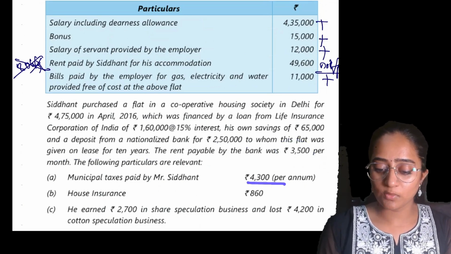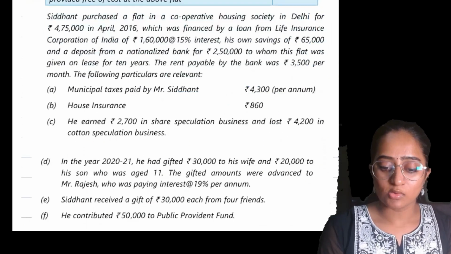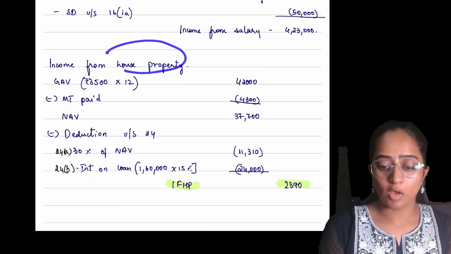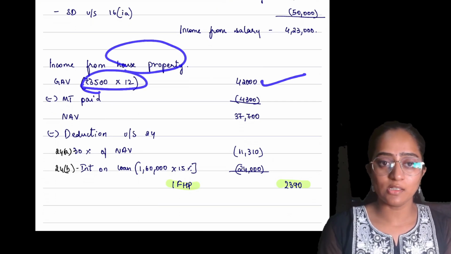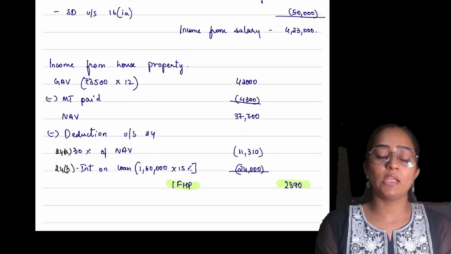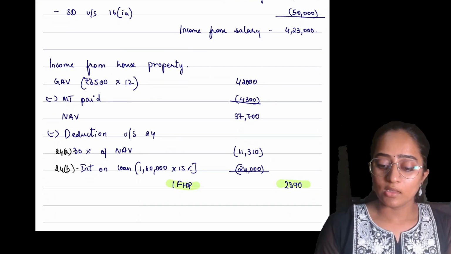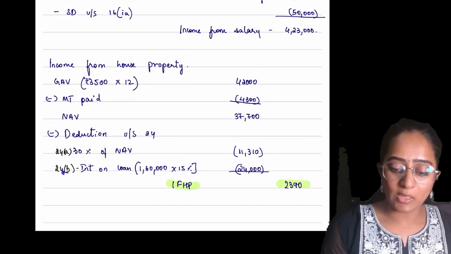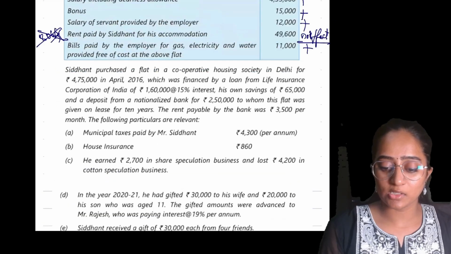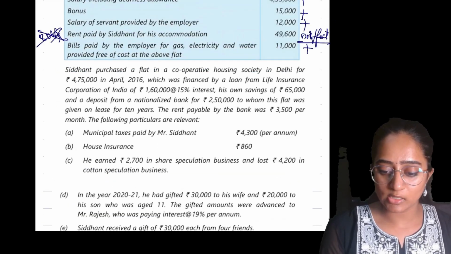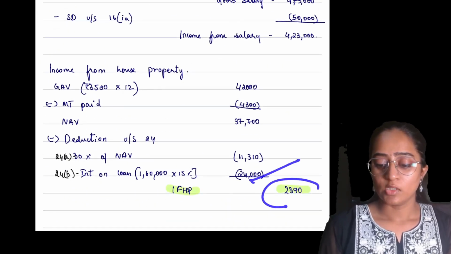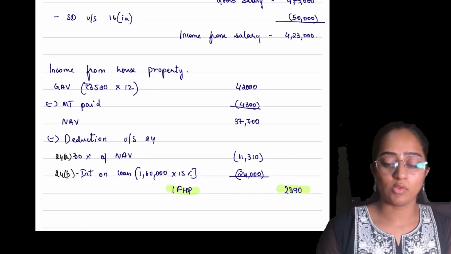Municipal taxes paid, information given. House insurance is, however, not allowed in case of your income from house property. 3,000 multiplied by 12, you will get the answer. Municipal tax paid, however, is allowed. And deduction under section 24A, 30% of your NAV, is allowed. Under 24B, interest on loan is considered, that is 1,60,000 multiplied by 15% interest per annum. So the entire amount is allowed as deduction. The final amount which you got is your income from house property.